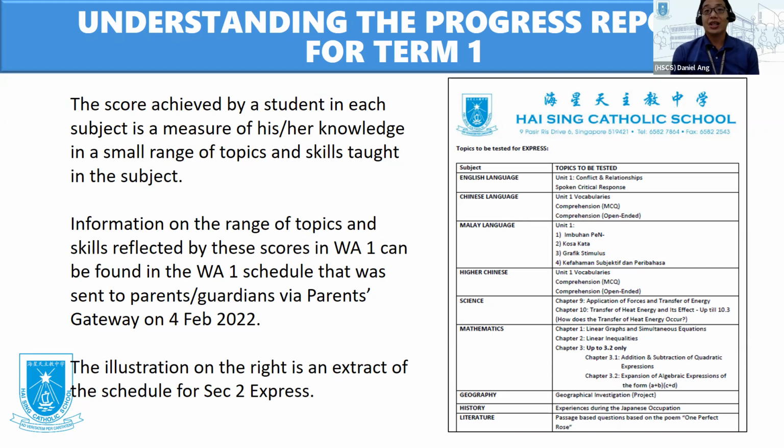As you can see, each subject tests a particular list of topics and units, and in some cases, the format of the assessment is also provided. So for instance, in English, it is a spoken critical response. And for geography, it is a geographical investigation project. This information is almost as, if not more, important than the marks, because it provides you with information on what the marks represent and what the marks measure.